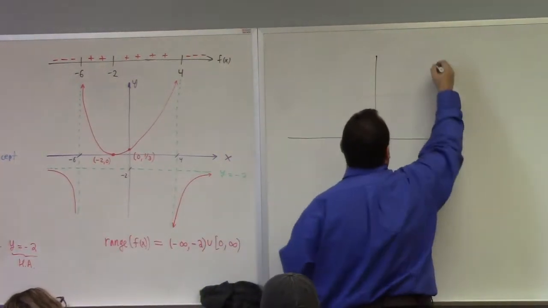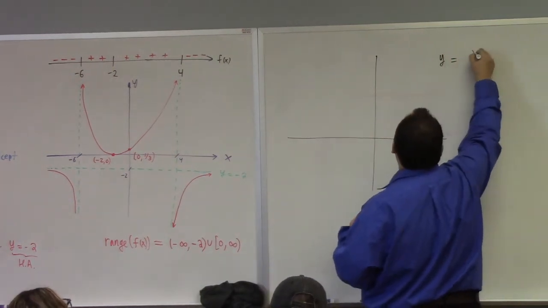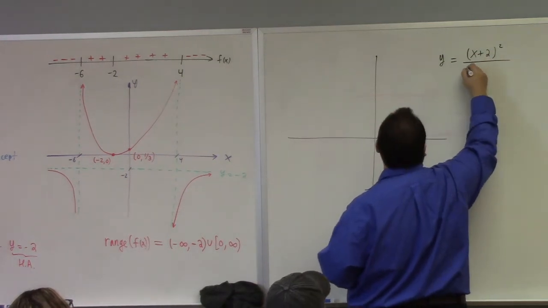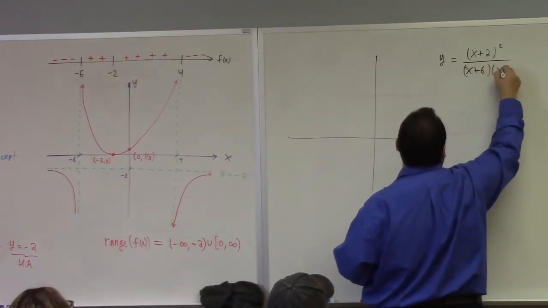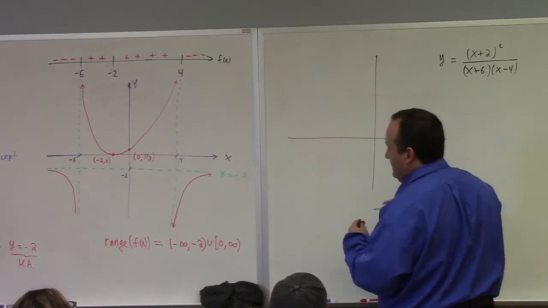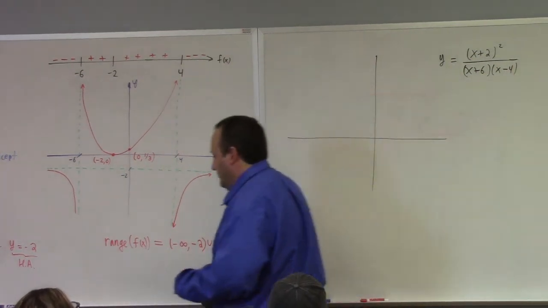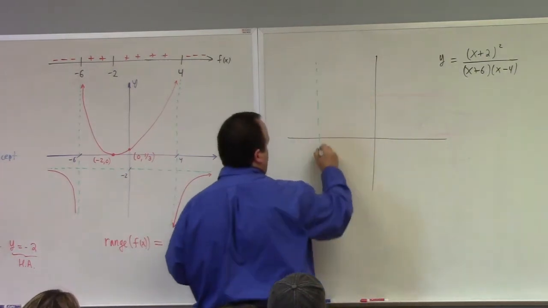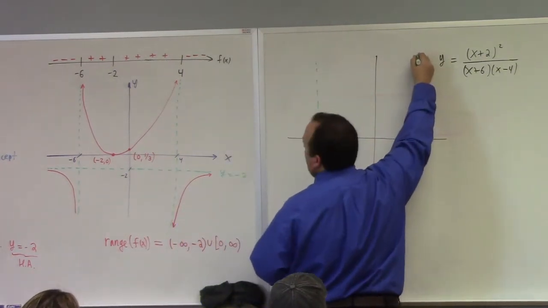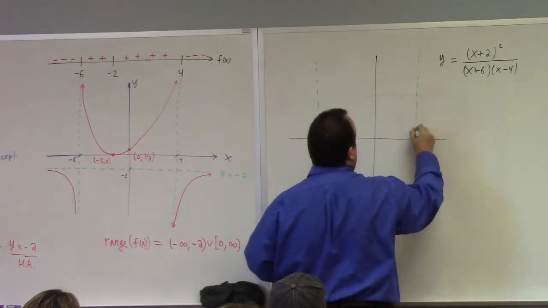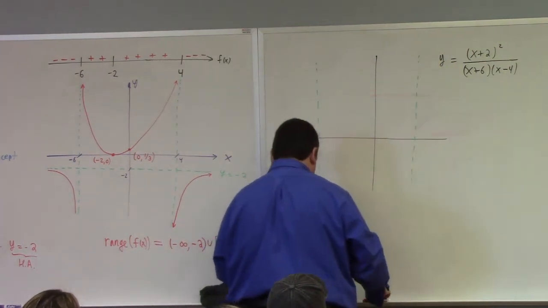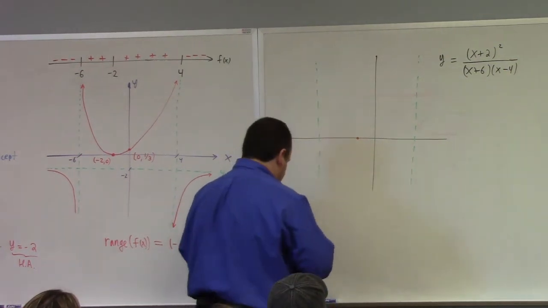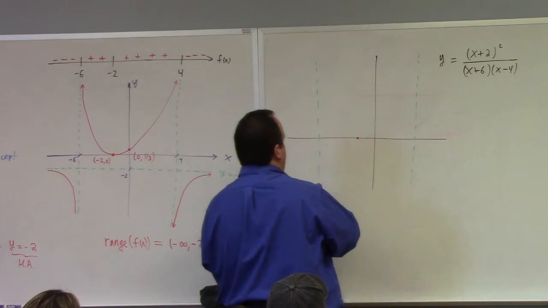So you're asking about y equals x plus 2 squared divided by x plus 6, x minus 4. Just the same, but without the -2. So a lot of things stay the same then. You still have your vertical asymptote at -6. You still have your vertical asymptote at 4. You still have a bounce at -2. But the difference is now your horizontal asymptote is actually at 1.